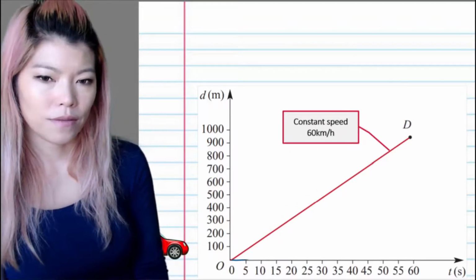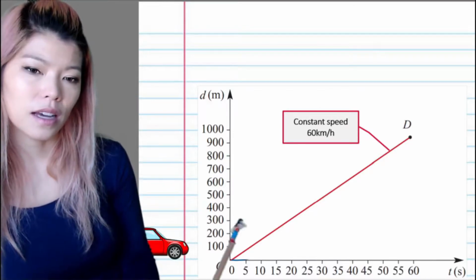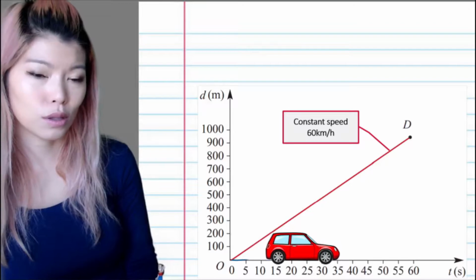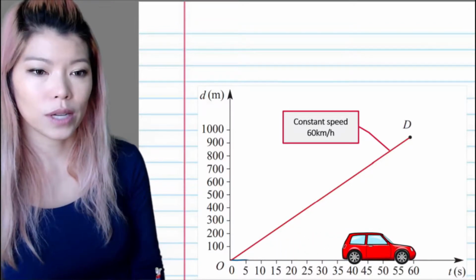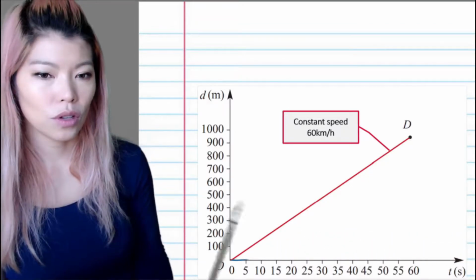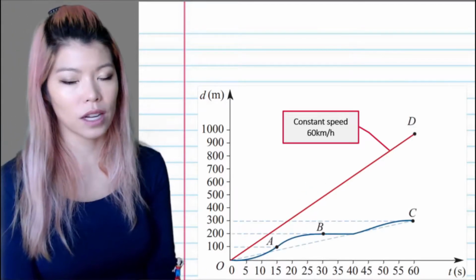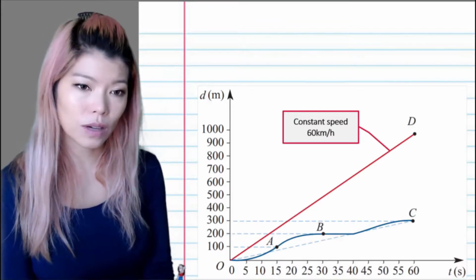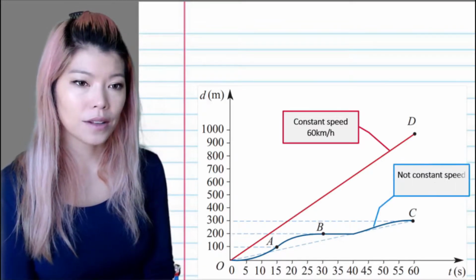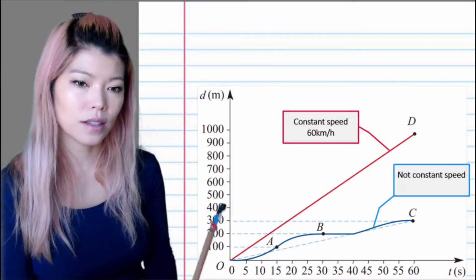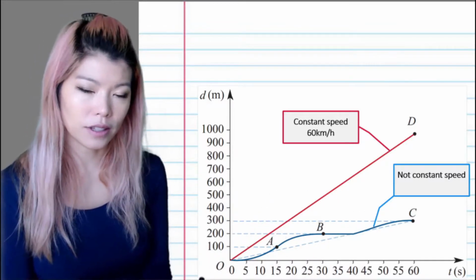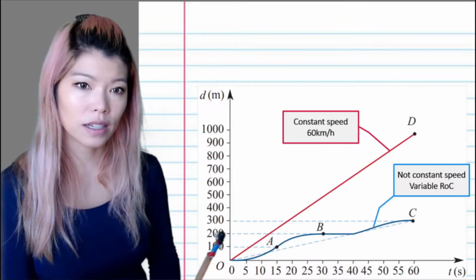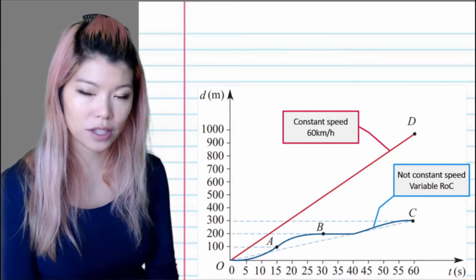What happens, however, if most cars don't travel that way? Most cars would travel and slow down and stop, and then speed up and slow down and stop. So most cars do not travel in a straight line. They travel in a line that looks somewhat more like this. How would we describe this? Well, we can notice that it is not a constant speed, and the rate of change, or the gradient, is variable, meaning it changes.